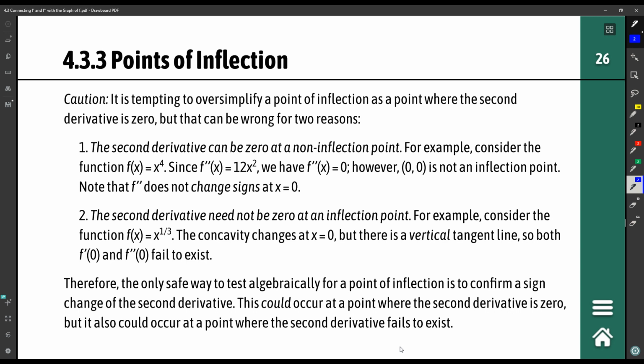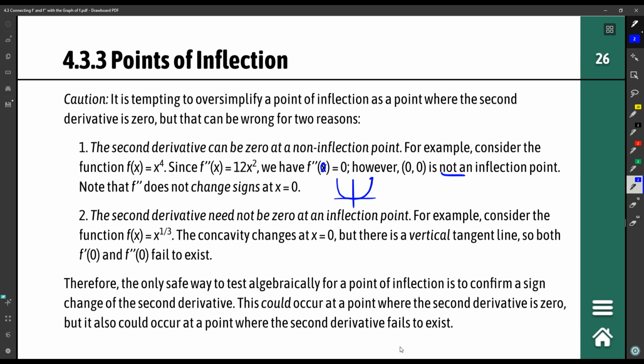Take, for instance, the function y equals x to the 4th. F double prime is 12x squared, so that gives us f double prime of 0 is 0. So we have a 0 in the second derivative, but that point 0, 0 is not an inflection point. Notice that y double prime does not change signs at x equals 0. And if you can imagine y equals x to the 4th, it's a function that looks a lot like this. And we see we're concave up everywhere. So there's no need for us to say there's a point of inflection.